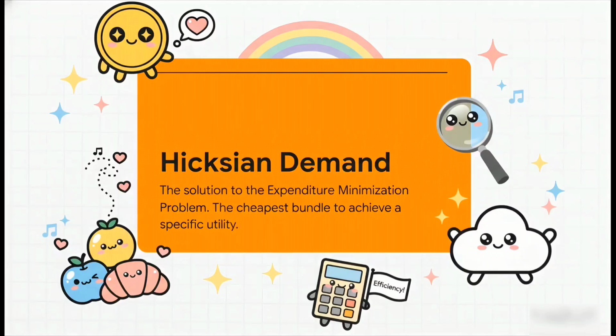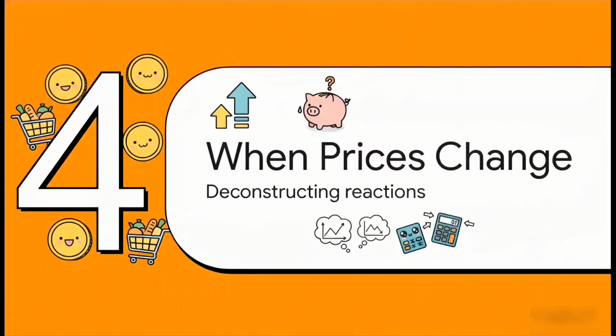It tells you the cheapest possible way to get to a certain level of satisfaction. It's all about efficiency. Okay, now for the fun part. Let's put this theory to the test in the real world. What happens when the price of something you buy all the time suddenly goes up? How do you react? This is where this model gets really, really interesting.